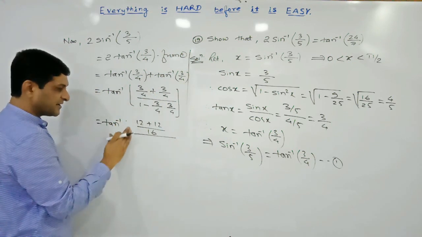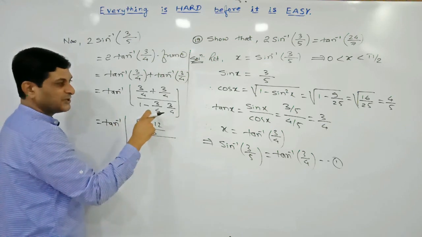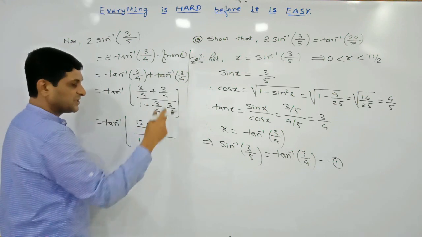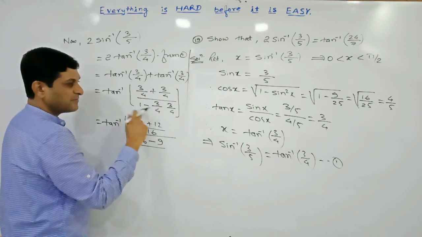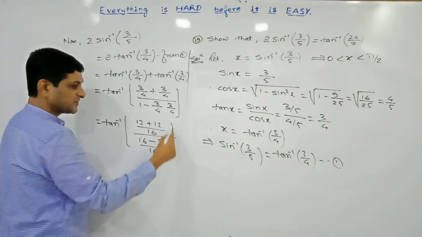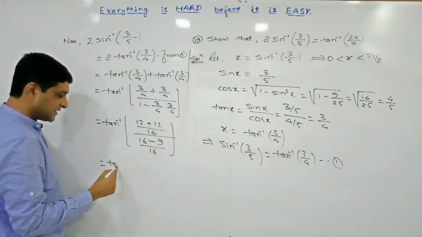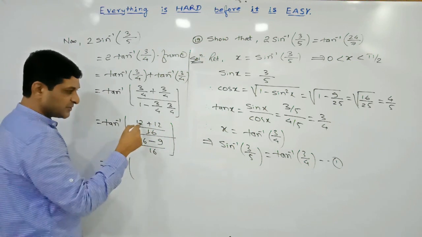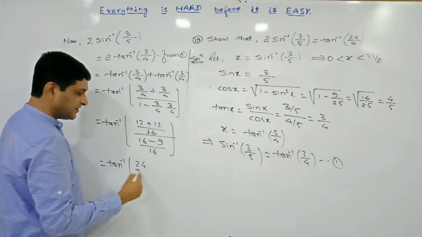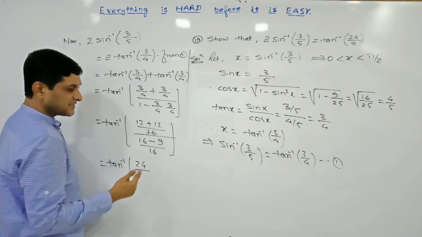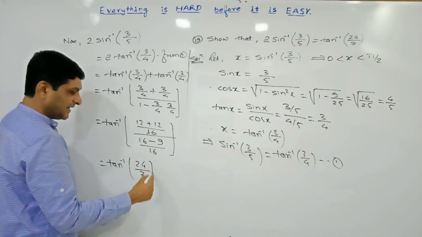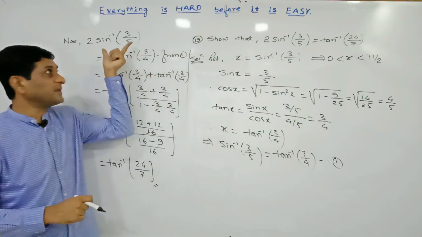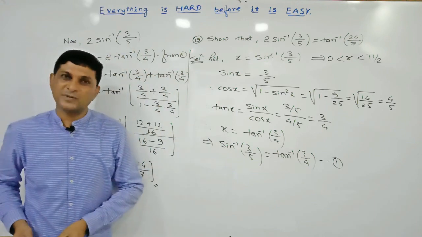Again observe the denominator very carefully. In the denominator 4 into 4 is what? 16. 16 into 1 is 16, minus 3 3s are 9. So which is equal to tan inverse of, check that, 16 and this 16 will get cancelled. So here 12 plus 12 will be equal to 24, and here 16 minus 9 will be equal to how much? 7. And check whether it is our right hand side. In this way, considering the left hand side, we have shown that its value is equal to the right hand side.